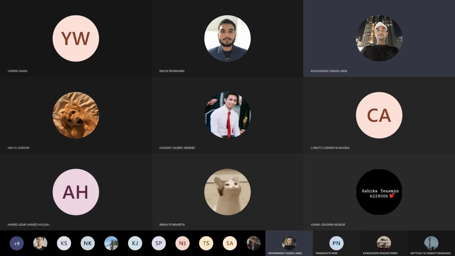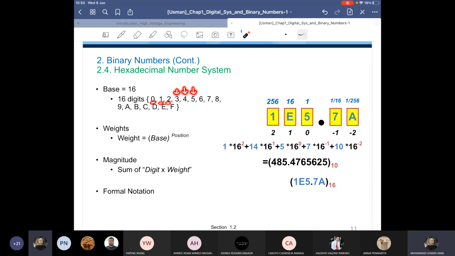0, 1, 2, 3, 4, 5, 6, 7, 8, 9, and then for 10, normally we don't use 10 here in hexa, okay? We represent the number 10 with A, B with the number 11. So maybe I can write here. So when we say A, A is equal to 10, B is equal to 11, C is equal to 12, D is equal to 13, E is equal to 14, and F is equal to 15.